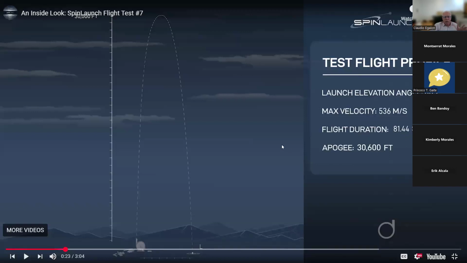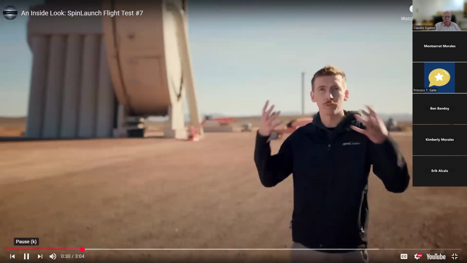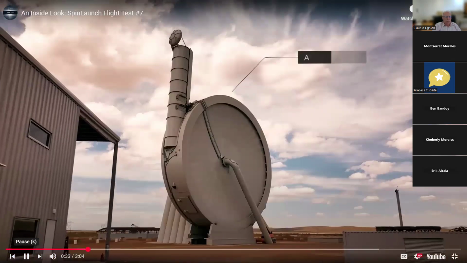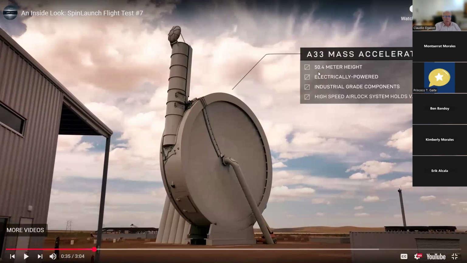But of course, there is a range of velocities, right? Flight duration, 81.44 seconds. Apogee, 30,600 feet. All right. So 1,000 feet with our 3-meter long flight test vehicle. We'll start by integrating the vehicle, pumping the system down, removing the atmosphere from the vacuum chamber. And then when the subsystem checks are all good, we'll accelerate the system. Mass accelerator, electrically powered, industrial grade component, high-speed airlock system holds vacuum. Okay. 50.4 meter high.